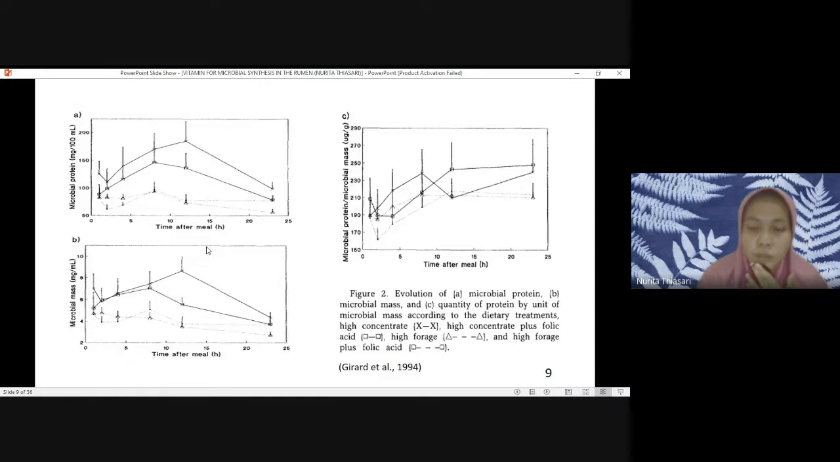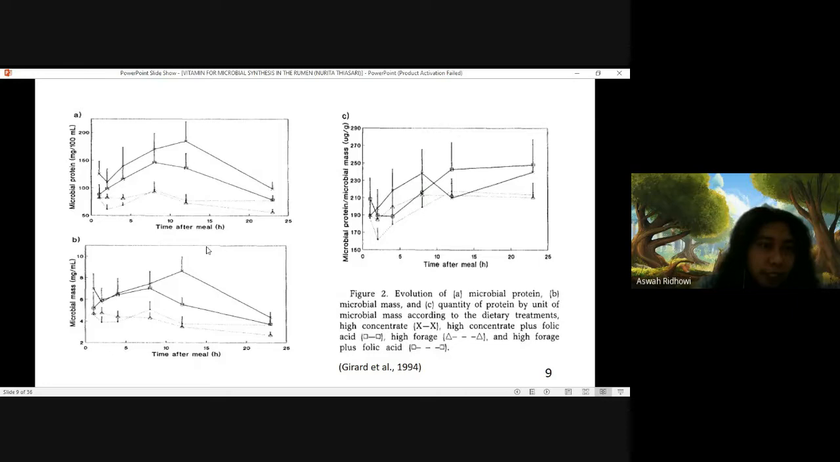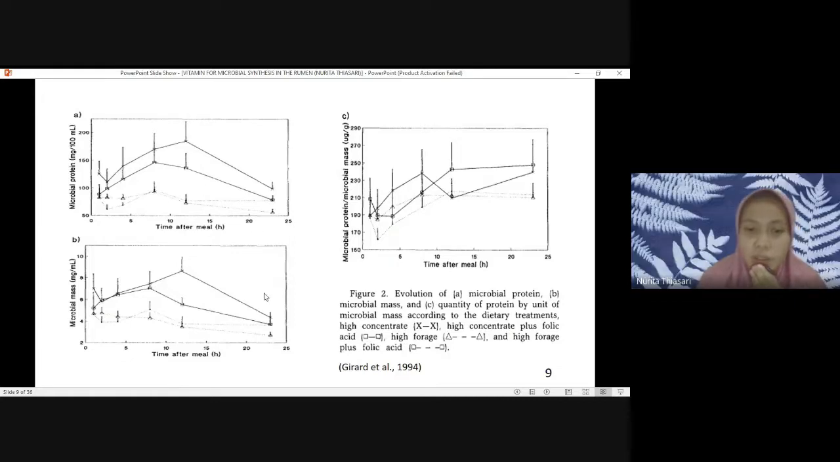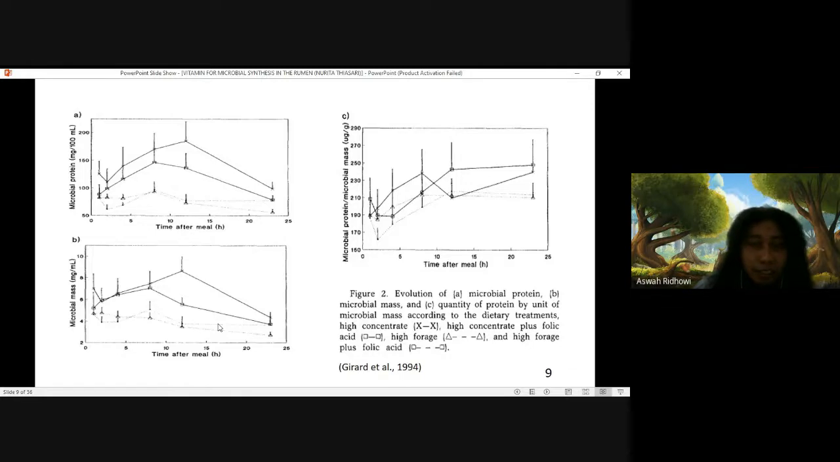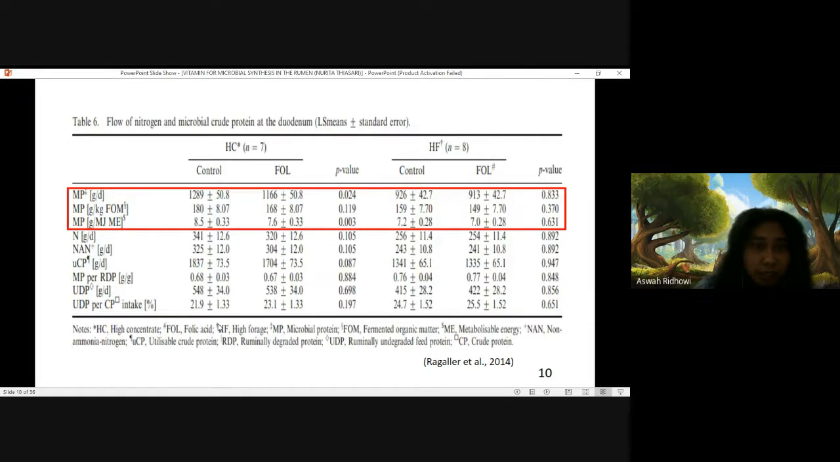So by providing folic acid, the microbial protein and microbial mass tend to be lower compared to when we didn't provide any folic acid. Yeah, from this figure, the result is low. Then it is a little bit contradictory with the next slide. Thanks. But oh no, the same line. Yes. Okay. No, thank you. Yes, thank you.